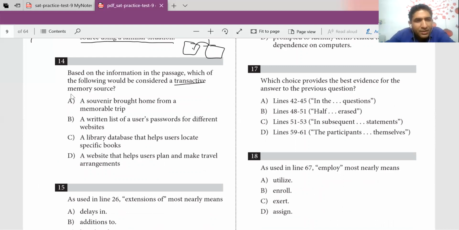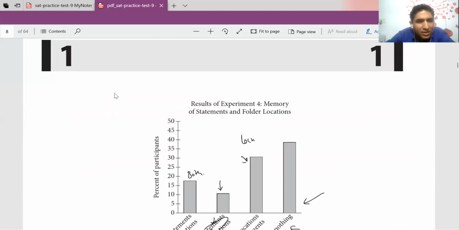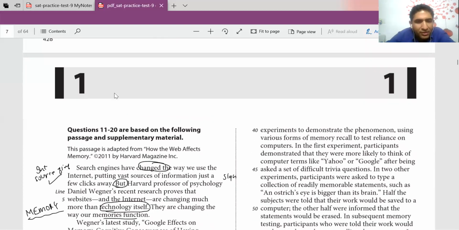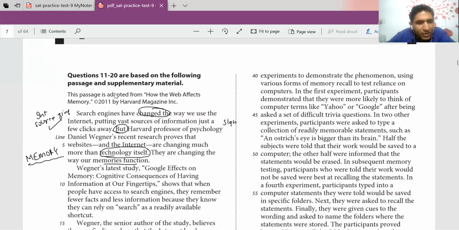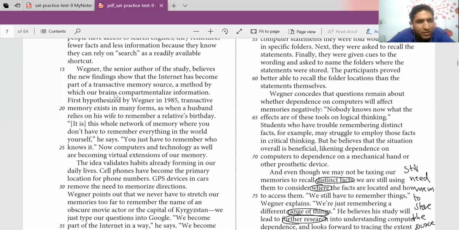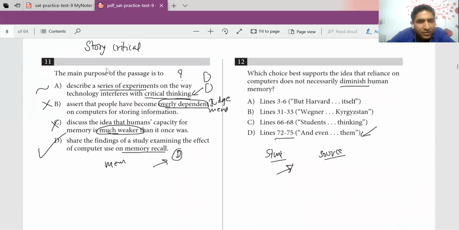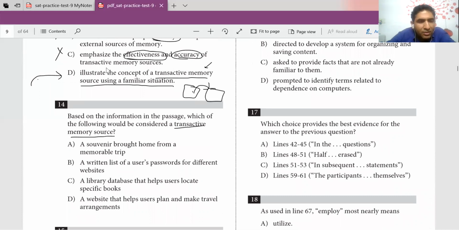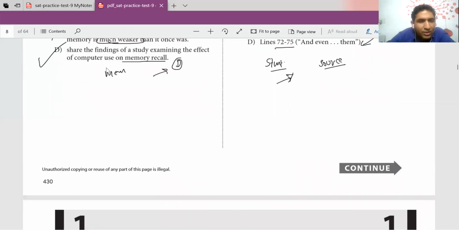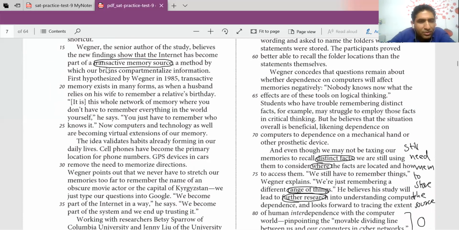So what was a transactive memory source? Let me go to the passage and find this keyword and read it for the sake of revision. Transactive memory source, they talk about this term somewhere in the second paragraph. Yeah, here I can see transactive memory source. Let me try to understand the question now that I have identified this keyword. I can read it once again. Based on the information in the passage, which of the following would be considered a transactive memory source? So what can be considered a transactive memory source is the question.